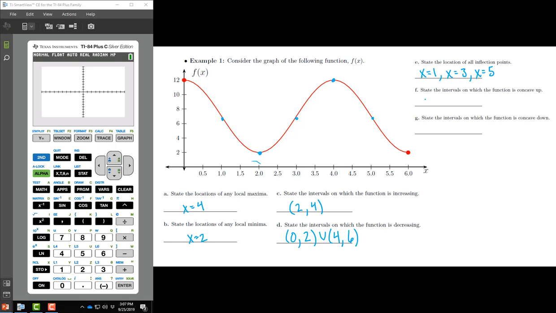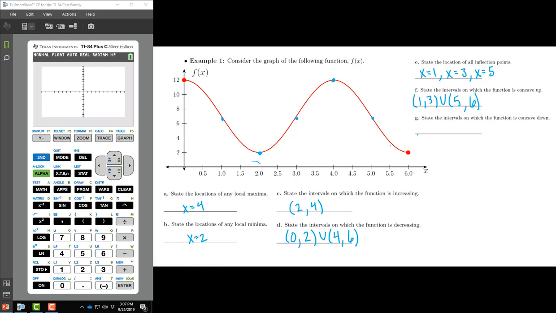All right, and in part F, we're going to state the intervals on which the function is concave up. So once I've identified inflection points, I know that it's either concave up or concave down between those inflection points. So between this one and this one, I'm definitely concave up. So I can go from 1 to 3. But then I can also see over here it's concave up, right? So from 5 to where the graph ends at 6.